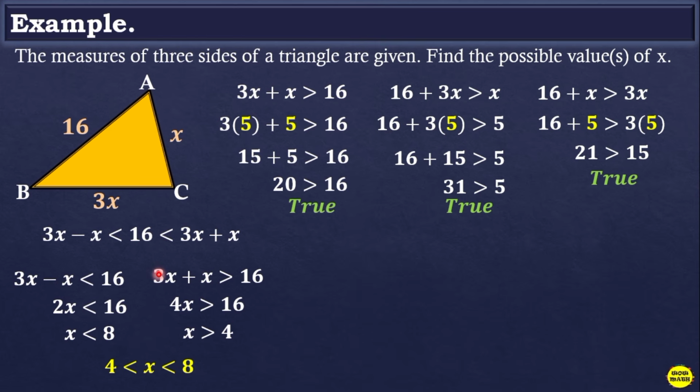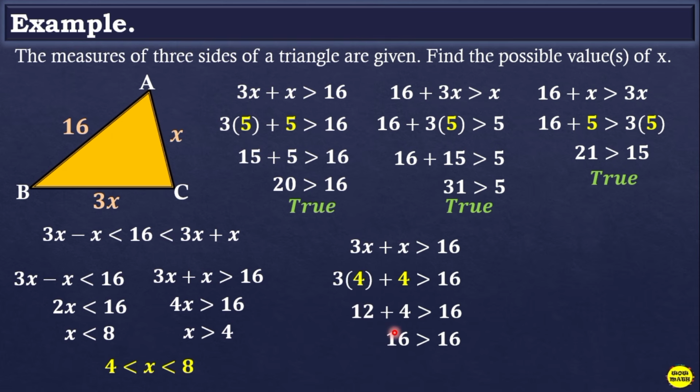Now, let us try to substitute 4. So, substitute natin si 4 sa kahit saan dito. Ito ang gusto kong gamitin. So, 3 times 4 plus 4. 3 times 4, this is 12, plus 4. So, this is 16. Is 16 greater than 16? And this is false. So, ibig sabihin, kung dito pa lang, nag-false na siya, kahit mag-true pa yung dalawang pair of two sides, hindi pa rin siya makaka-form ng triangle.